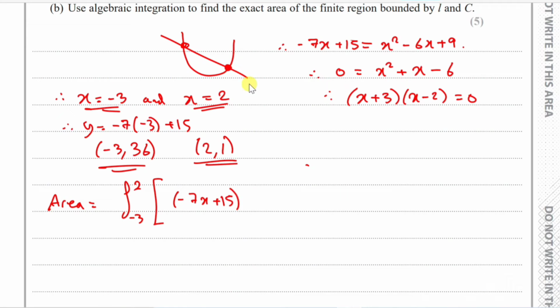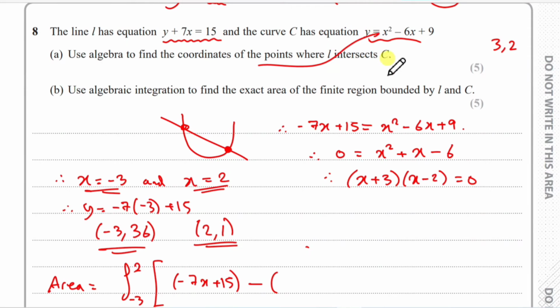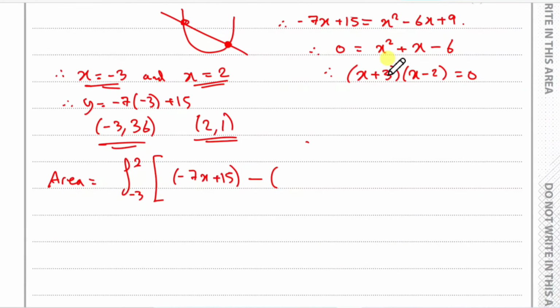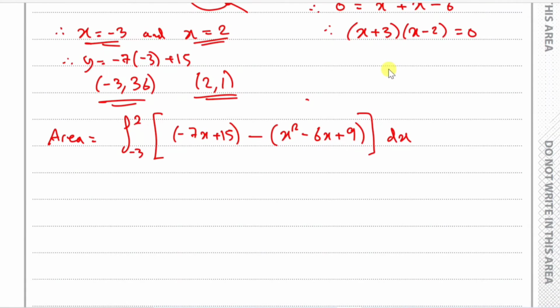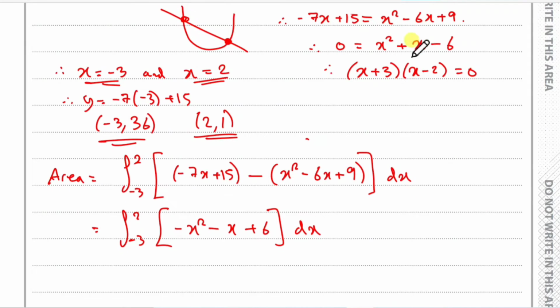And then we subtract it against the other y equation, which is a quadratic. So x squared minus 6x plus 9, and then dx, of course, with respect to x. And then tidying this up, we've got the integral from minus 3 to 2. You should get, by tidying up, minus x squared plus x plus 6, actually literally the opposite of what we did up there, and that's going to be dx. In fact, you know what? I guess I could have just used this equation up here.